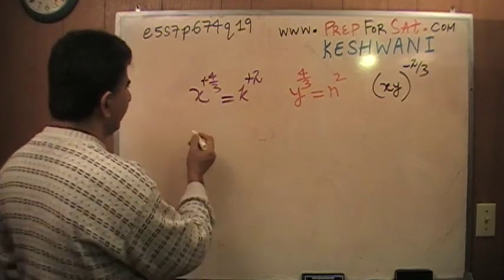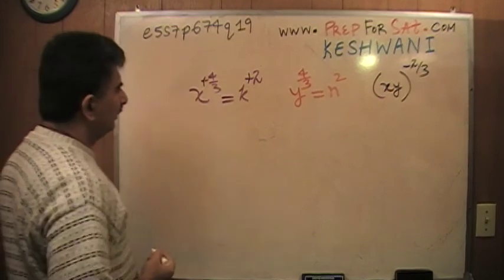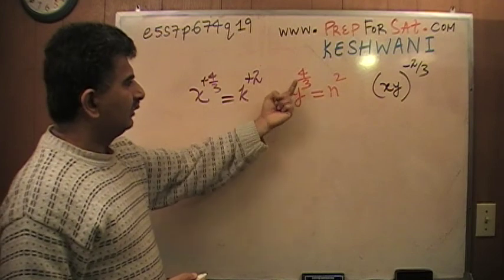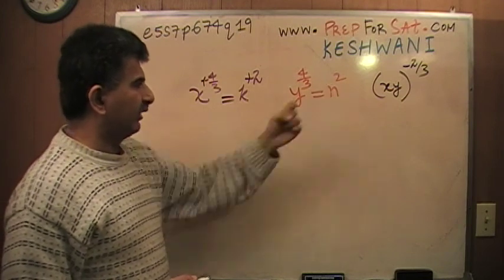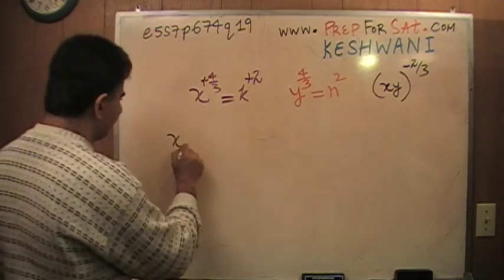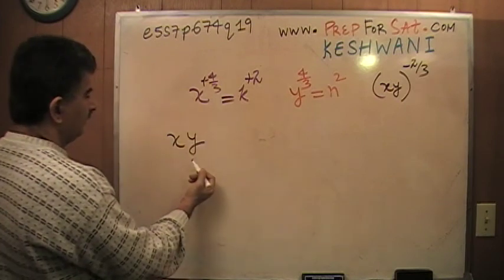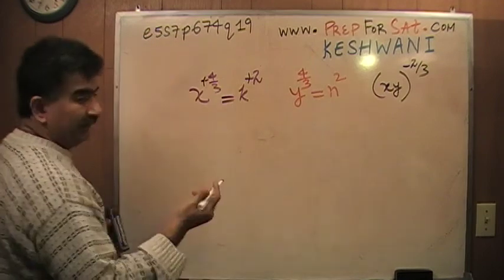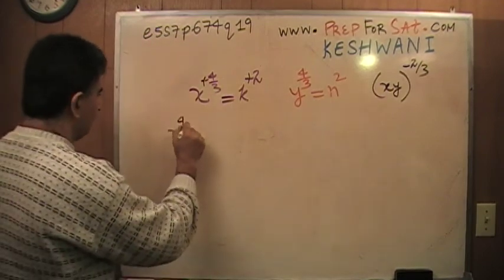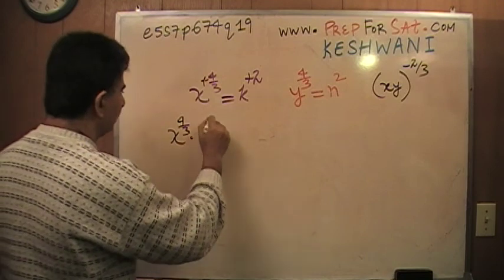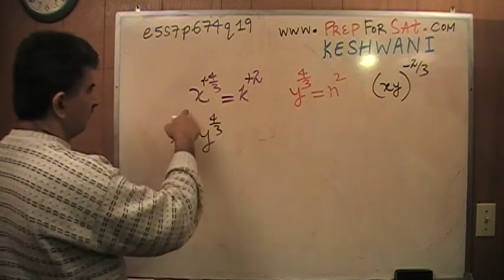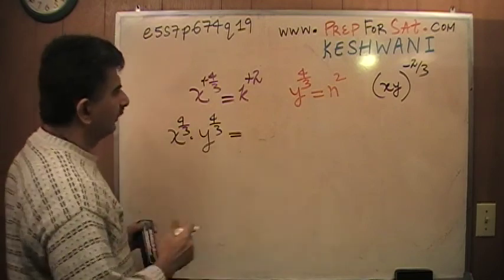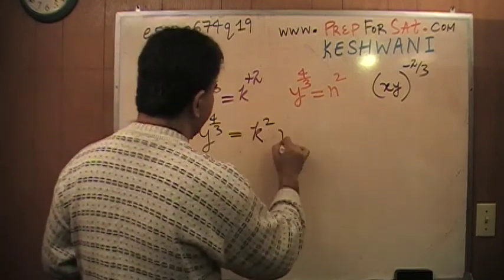So what we notice here is that we have x raised to 4 third equals k to the second power, and here we have y raised to 4 third equals n raised to second power. So what do you suppose x times y must be? Well, if I were to write them together, I mean x to the 4 third times y to the 4 third, x to the 4 third from here, y to the 4 third from there, must equal k to the second power and n to the second power.